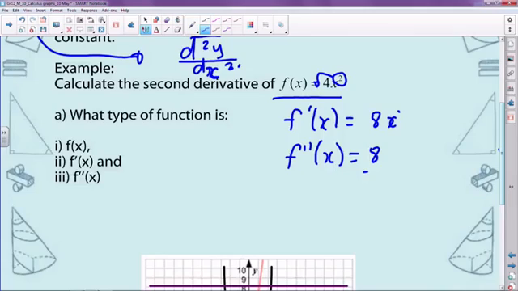Okay. Now that you've looked at your function f of x, you've got your derivative f prime x, you've got your second derivative, I've asked you what type of function each of them is. So f of x, you can see we have a square, right? So that we know is the definition for a quadratic function or a parabola. So f of x is a quadratic function or it is a parabola.